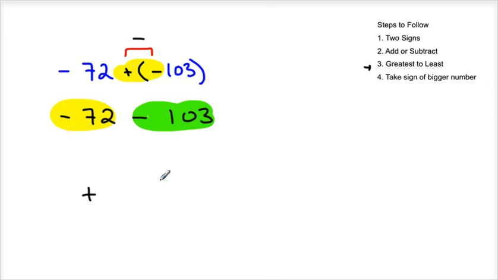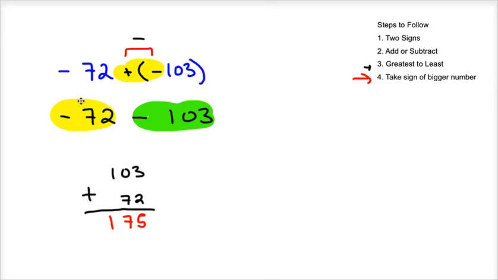So when they have the same signs, I'm going to add the two numbers. Put the numbers in order from greatest to least. So 103 plus 72. Add these two numbers together. We got 5, 7, and 1. 175. Now again, my sign. Is it a positive 175 or is it a negative 175?